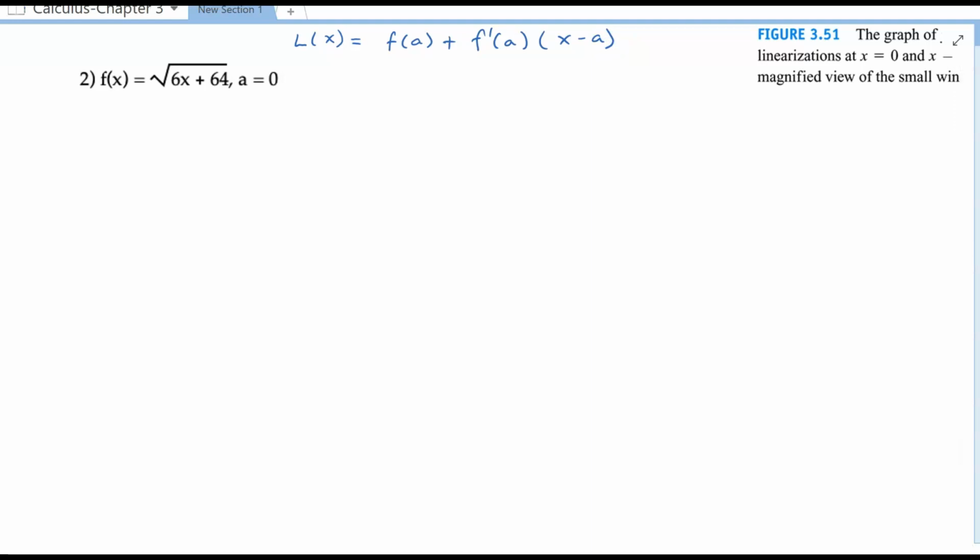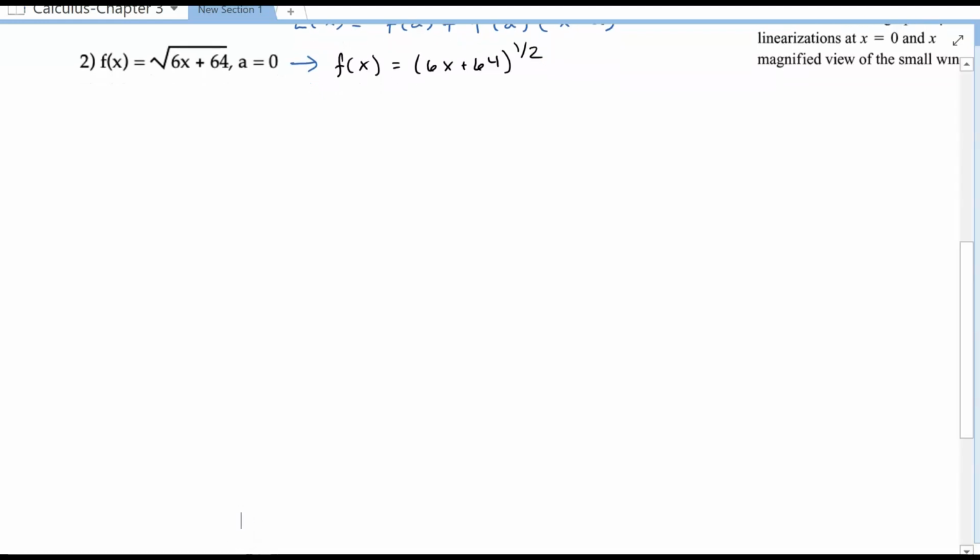And then the other thing we're going to do is rewrite f of x. So let's say that f of x equals 6x plus 64 all to the 1/2 power. Now the reason for this is because we're going to have to take the derivative, and we're going to apply the power rule and the chain rule there. Okay, so let's take a look here, and the first thing we need to do is find f of 0. So f of 0, that's pretty simple here for us. That's the square root of 6 times 0 plus 64, which is the square root of 64, which is 8 in this case.